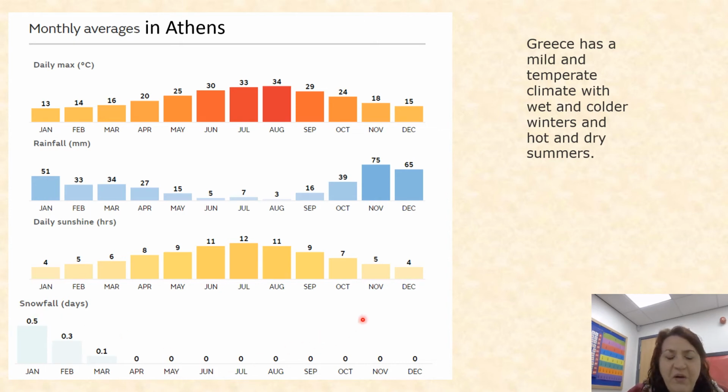And then snowfall. Now, I find this really interesting because we wouldn't think of Athens having lots of snow, and most of the time it doesn't. Remember, this is average. So the average number of days where you would get snow is half a day in January, just 0.5. That's half a day. And then 0.3, which is just under a third of the day. And then a tenth of the day in March, 0.1, that's a tenth of the day. So hardly any snow at all in Athens. Let's have a look at the UK.